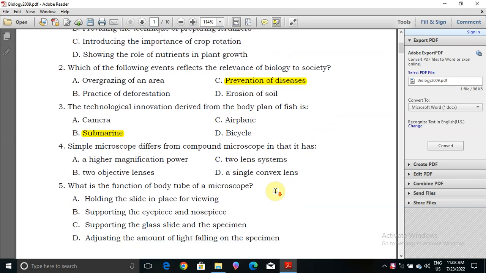Okay, now let's go to question number 4. Simple microscope differs from compound microscope in that it has what? A higher magnification power, or 2 objective lenses, or 2 lens systems, or a single convex lens. He said the simple microscope differs from compound microscope in that it has what? A single convex lens, which is the simple microscope.